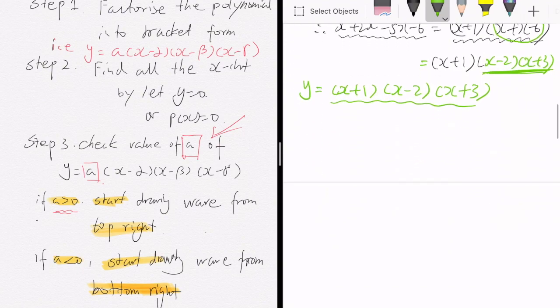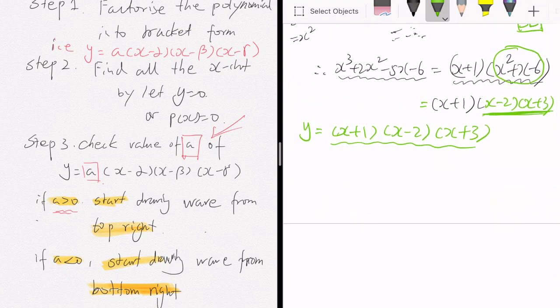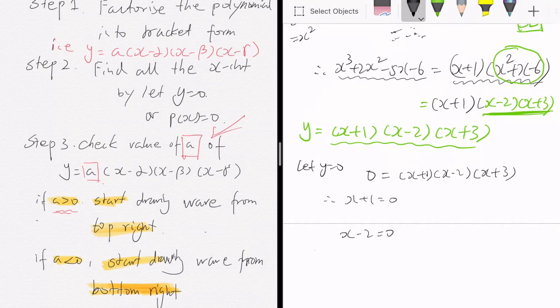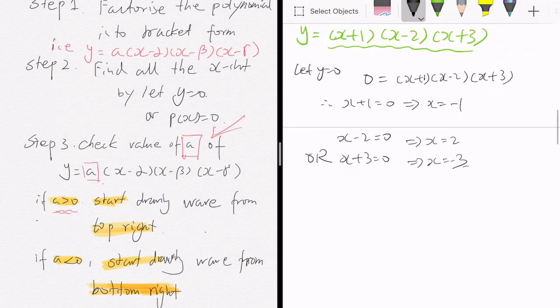So step 2, find all the x-intercepts by letting y equal 0. So 0 equals x plus 1 times x minus 2 times x plus 3. By the law of factors, these three brackets multiplied together give me 0, so any of these brackets can be equal to 0. Therefore x plus 1 equals 0, x minus 2 equals 0, or x plus 3 equals 0. Then I have x equals negative 1, x equals 2, x equals negative 3. Alright, so I finished step 2.